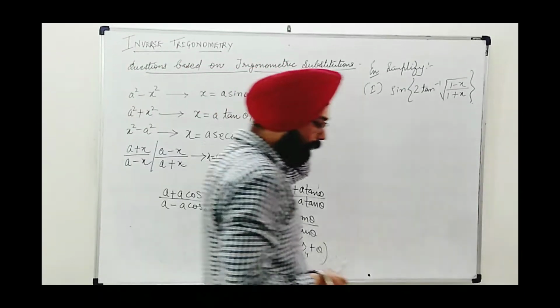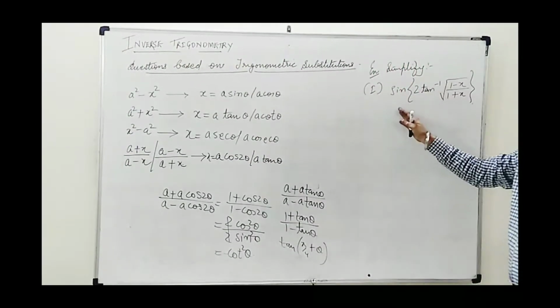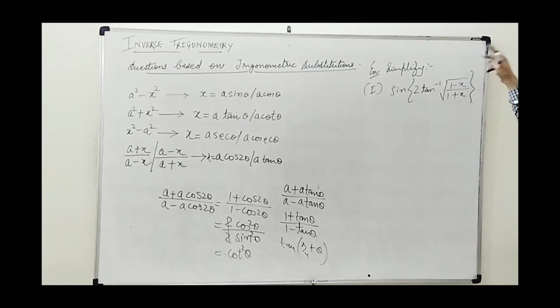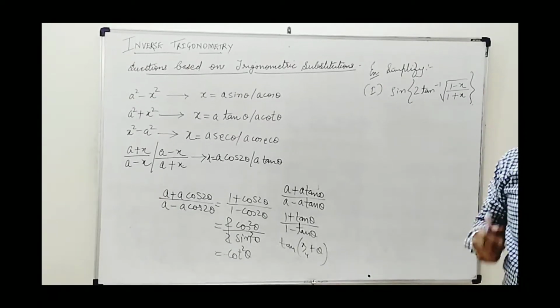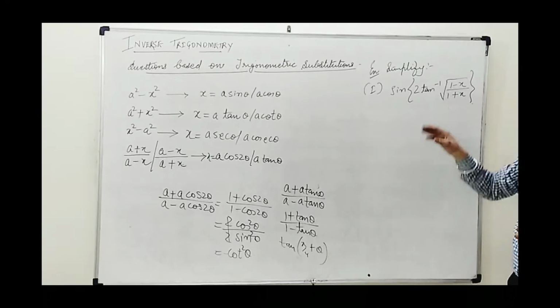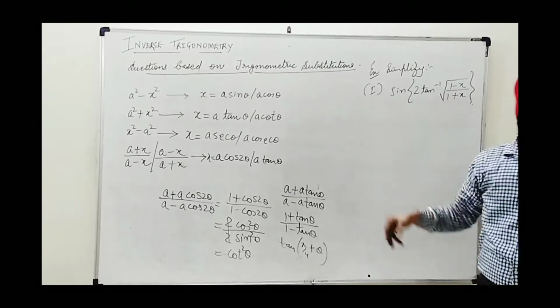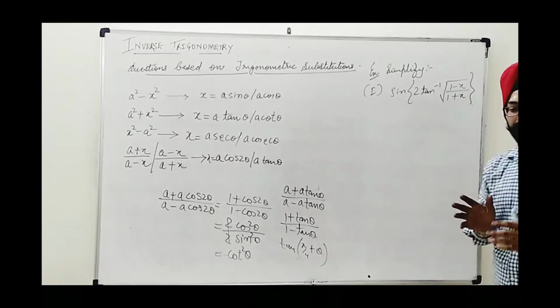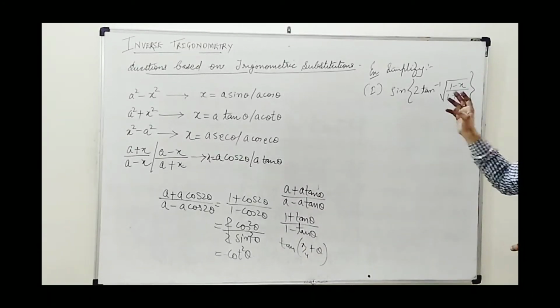Let's start here. We are given sine, and we have to simplify sine of twice 2 tan inverse root of 1 minus x upon 1 plus x. Again, choice of students. You may think whether this can be solved directly without substitution. Yes, it can be done, but I will suggest not always. It depends. Here, how can we simplify?